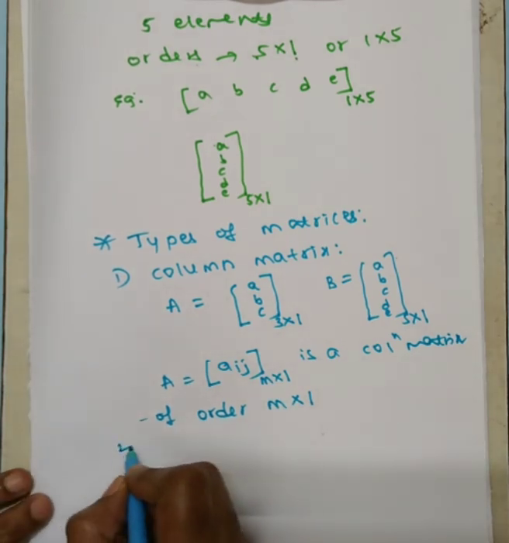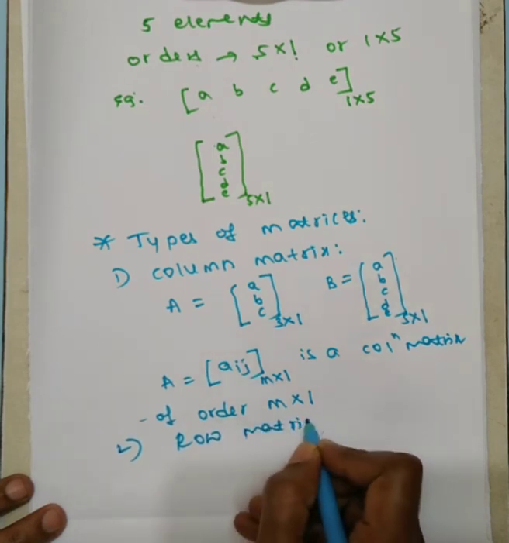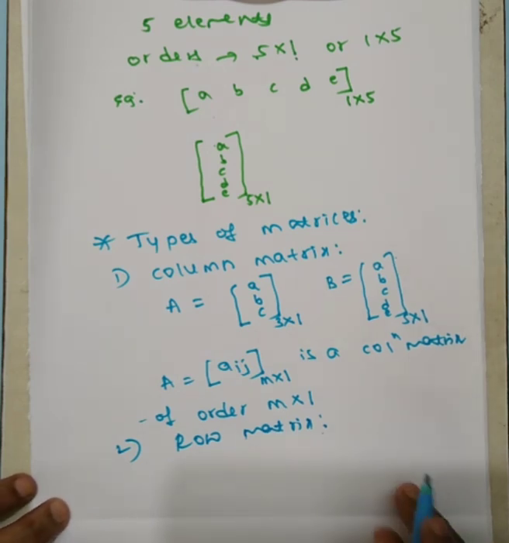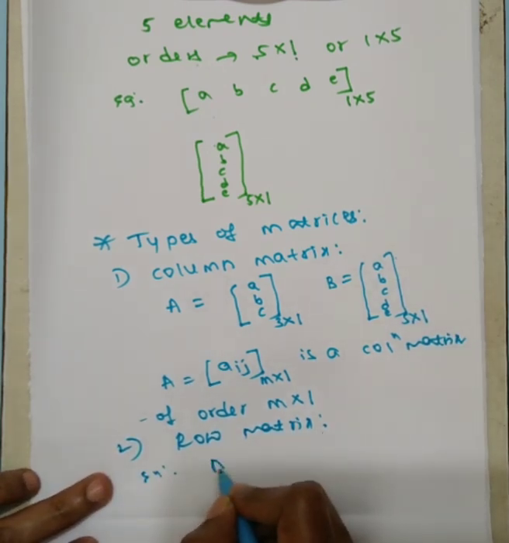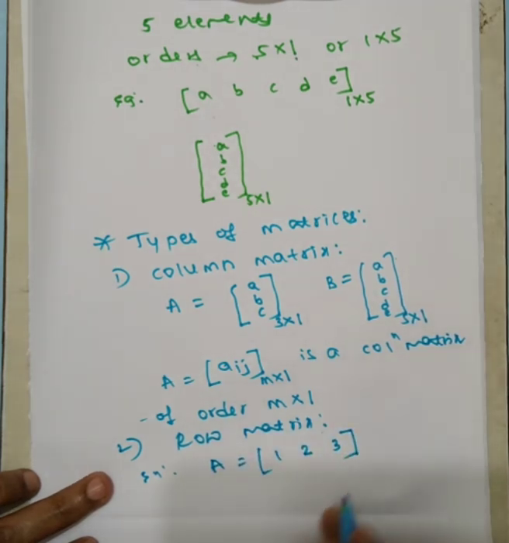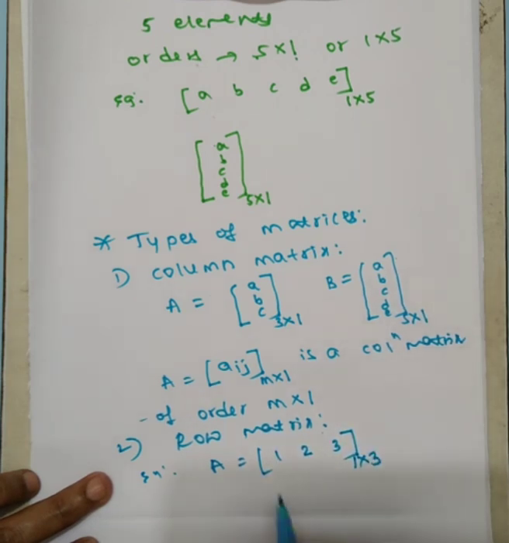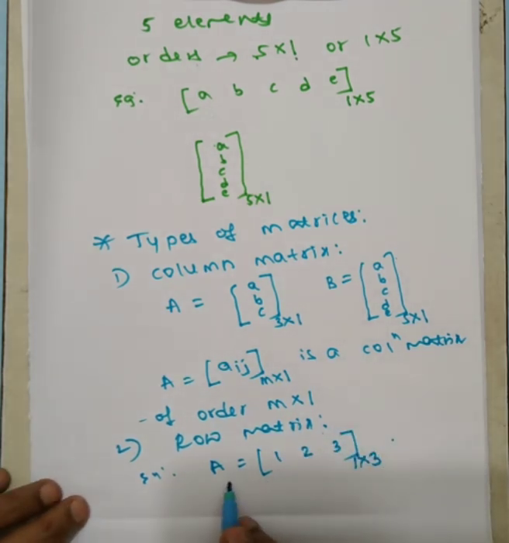Now similarly row matrix. Row matrix means there is only one row. If a matrix has only one row, then we can say that it is a row matrix. So for example, here A is equal to 1, 2 and 3. Now what is the order of this matrix? That is 1 by 3, because how many rows are there? Only one row. And how many columns are there? 1, 2 and 3. So therefore here the order of this matrix is 1 by 3.